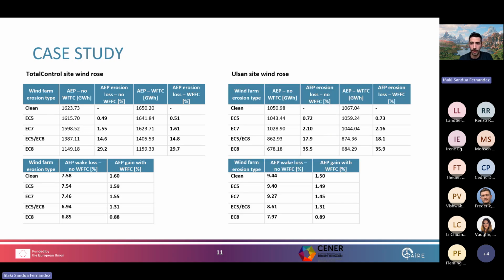If we take a look at the case with the Ulsan site wind roses, well, the AEP values are generally smaller because obviously the layout hasn't been optimized for these wind roses, but the trend is similar. We see that the AEP wake loss goes down with erosion, and the AEP gain with wind farm flow control does the same. So you can see here that as erosion goes up, wakes are reduced, and therefore the AEP loss due to wakes is reduced too, and in consequence, the AEP gain we get when applying wind farm flow control gets smaller.